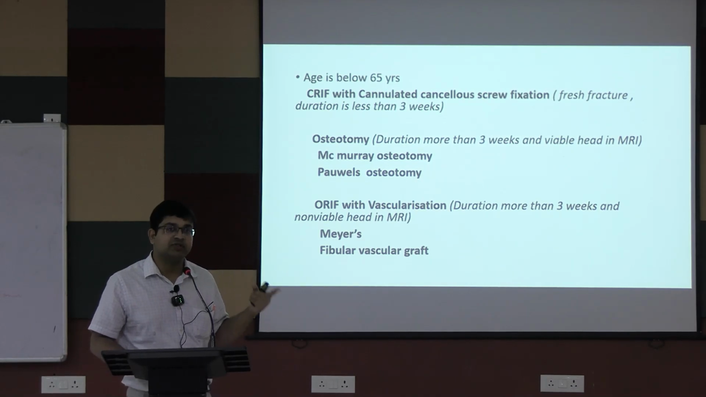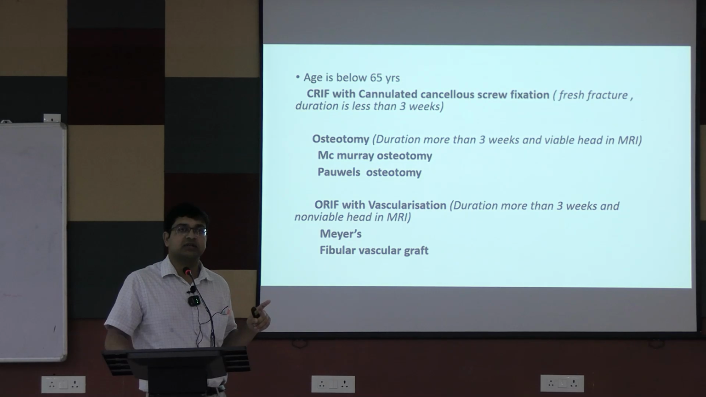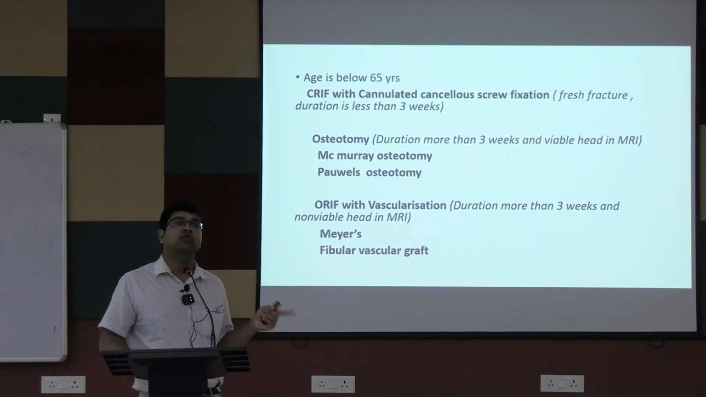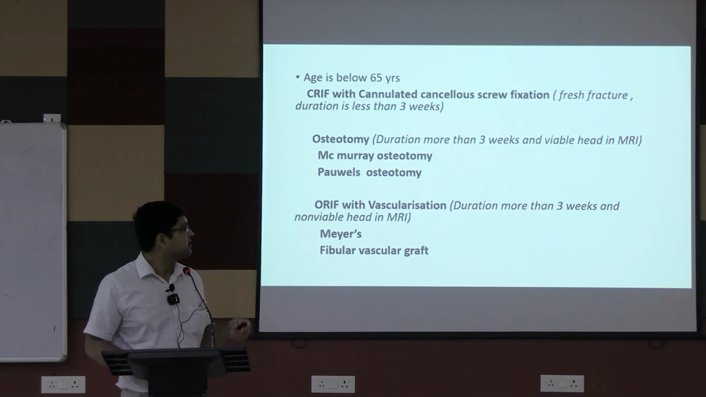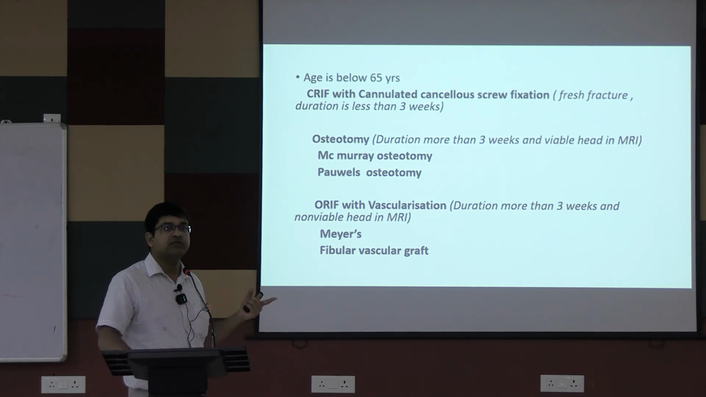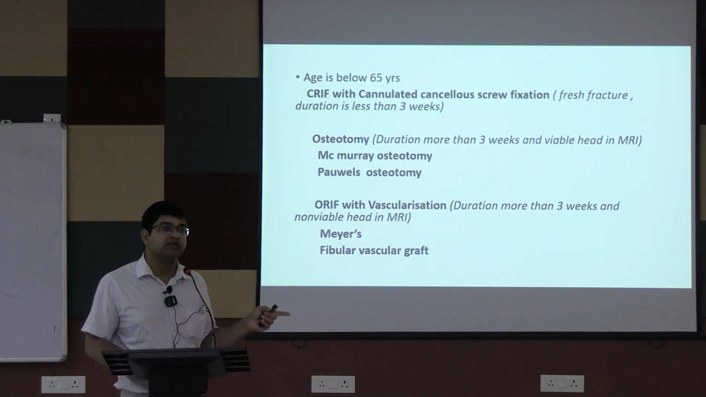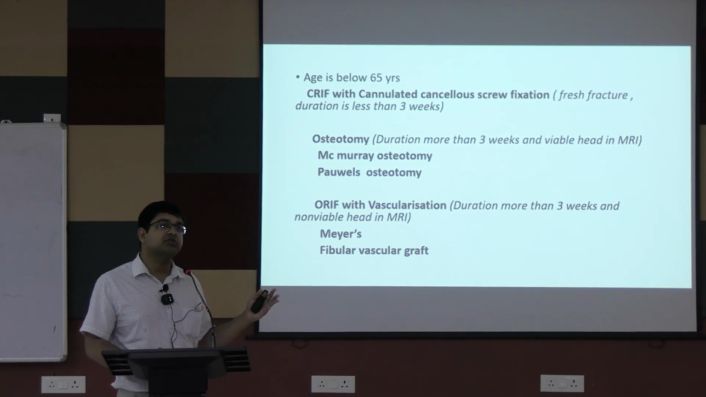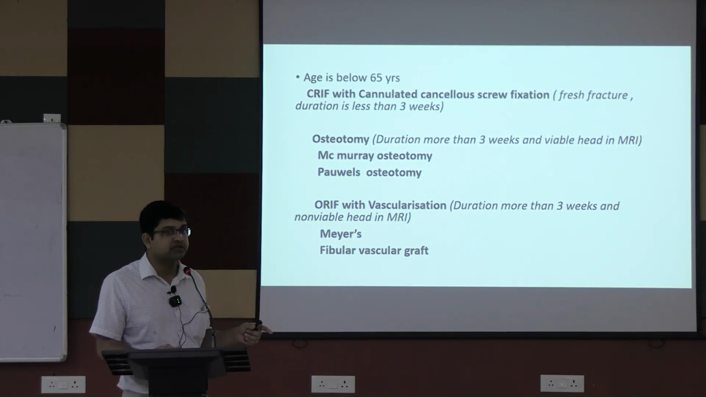fracture, undisplaced fracture, then you can do closed reduction internal fixation with CC screw or open reduction internal fixation with a CC screw. ঠিক আছে, আর একটা হচ্ছে যদি if it is more than 3 weeks old and the head is viable, you can do an osteotomy, McMorris osteotomy or Powell's osteotomy. What is the principle of this osteotomy? Is to bypass the load bearing axis away from the fracture side.